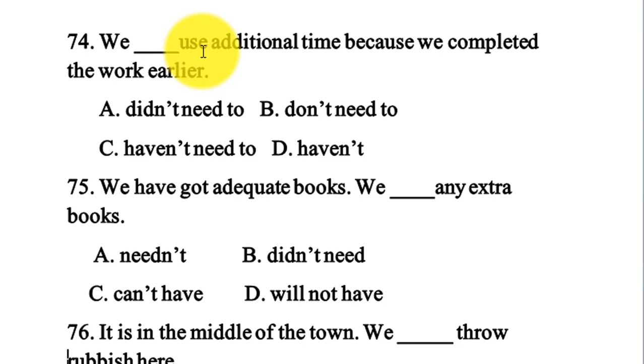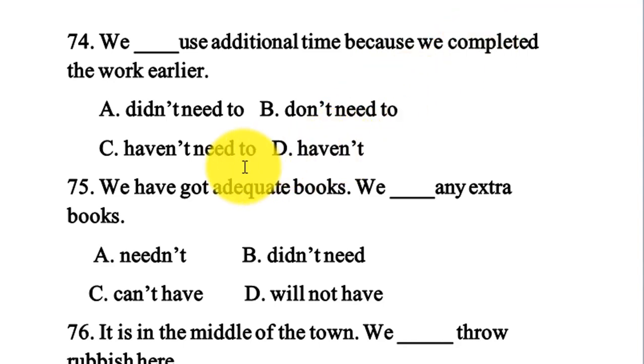I didn't need to give extra time because I completed the work earlier. I didn't need to. Don't need to. We complete the work earlier. We complete is simple present, so don't need to doesn't take this context.